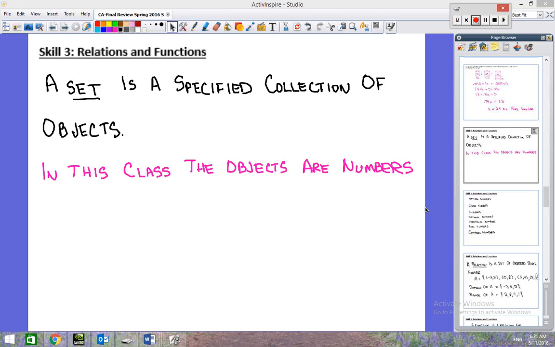of objects, whether we're interested in the solution set or the domain set, the range set, a set of ordered pairs. We're consistently interested in sets, and for this class it's really sets of numbers. So a set is any specified collection of objects, and for us these objects are numbers.